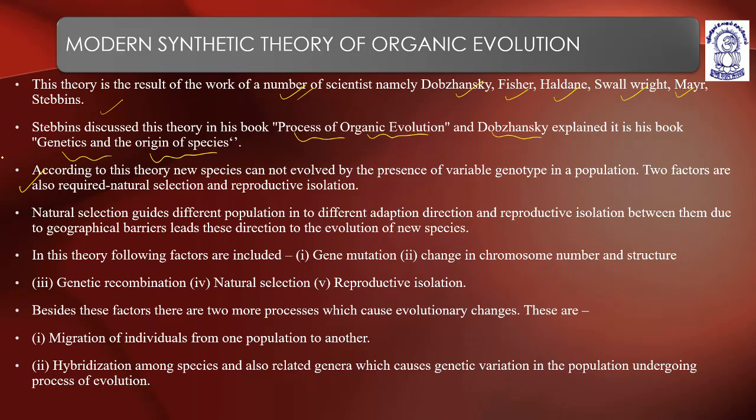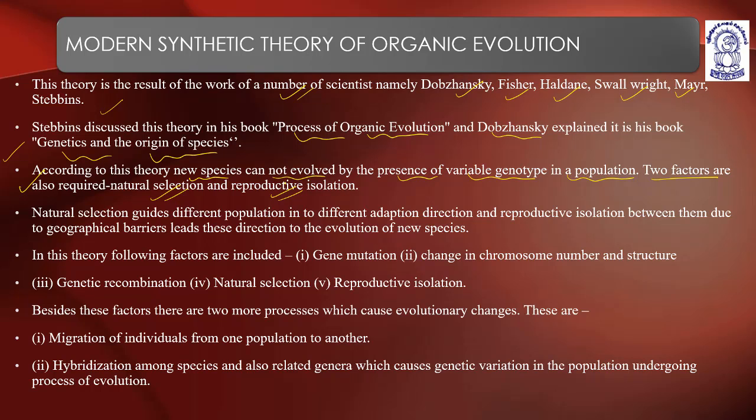Now coming to the next point. According to this theory, new species cannot evolve merely by the presence of variable genotypes in a population. If a population has different types of genotypes, new species cannot evolve. Two factors are always required, that is natural selection and reproductive isolation. There should be a need for the formation of new species. My dear students, please remember my point. If there is no need for the formation of new species, it won't evolve.